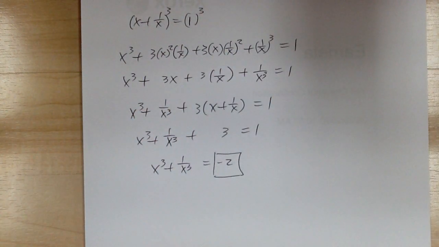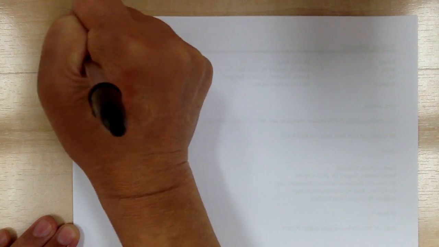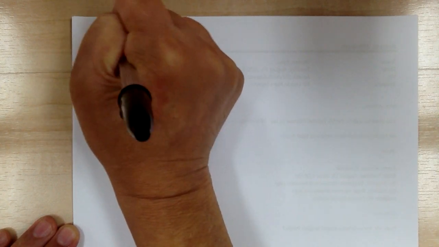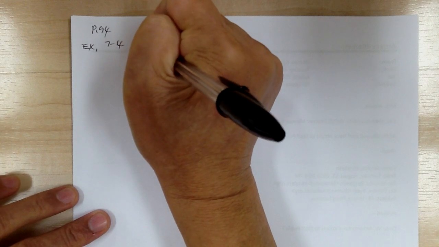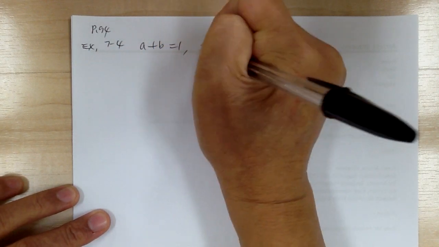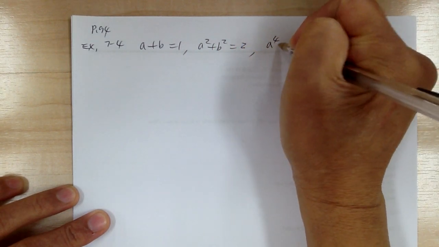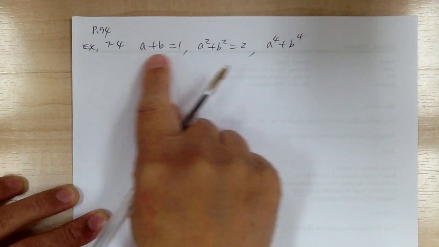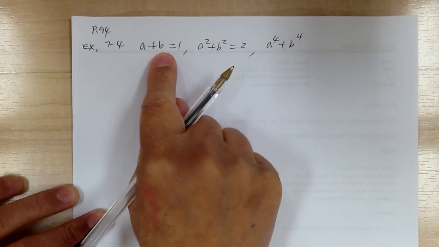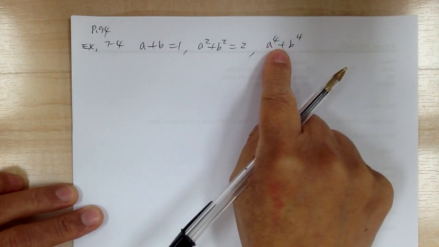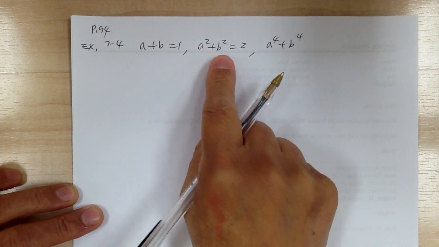Okay, so let's do some examples. Let's go to example 7-4. Okay, you have a plus b equal to 1, a squared plus b squared equal to 2, and you're looking for a to the 4 plus b to the 4. So what you want to do is leave this alone, don't touch that, so you can have something to look at. Now to get that, when you square this, you're going to get a middle term.